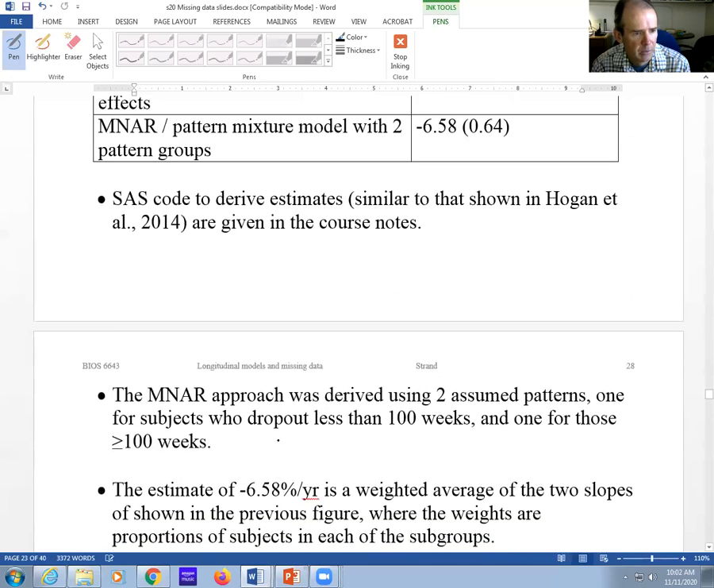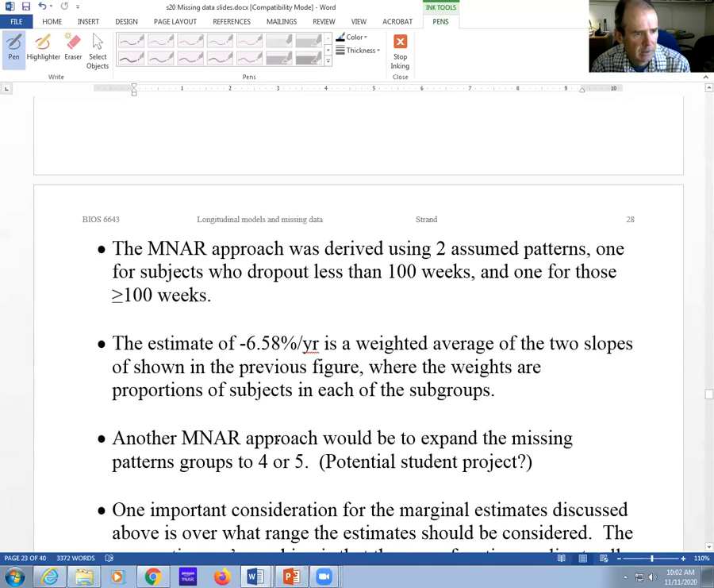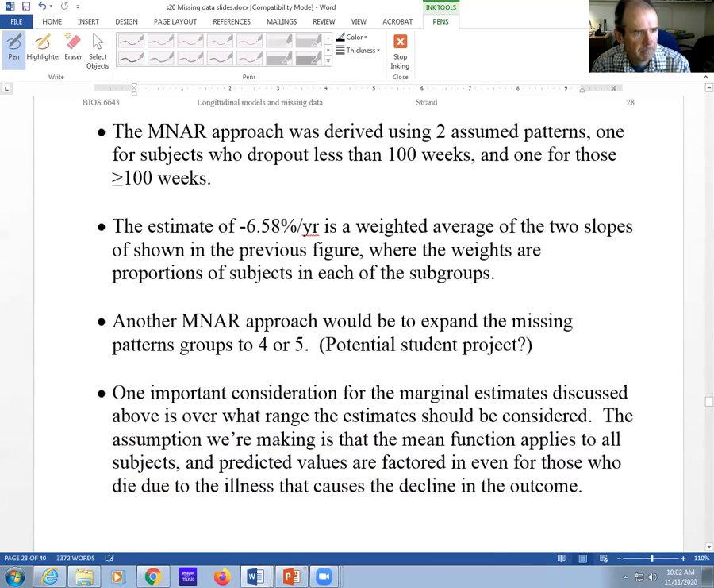So the pattern mixture model, what I did here was a simple approach where I said there's two patterns. There's the early dropouts and there's the late dropouts. And so essentially what you do is you estimate a function for the early dropouts and the late dropouts, and then you take a weighted average of those if you want to come up with one function.